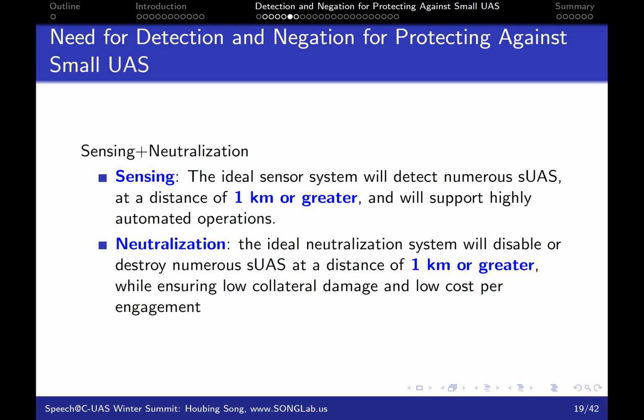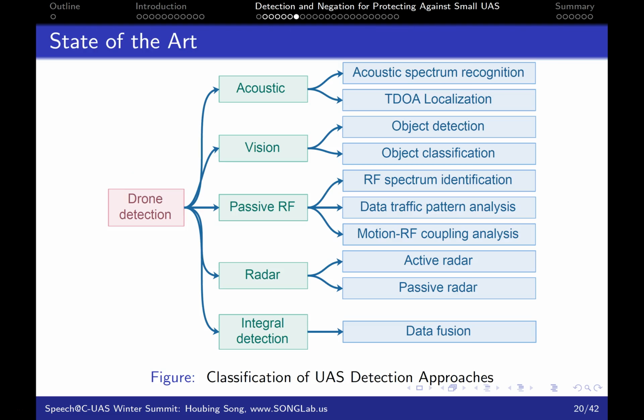The neutralization subsystem, the ideal neutralization subsystem will disable or destroy multiple small UAS at a distance of 1 km or greater, while ensuring low collateral damage and low cost per engagement. So here, from the literature review, we found there are several different categories of UAS detection approaches.